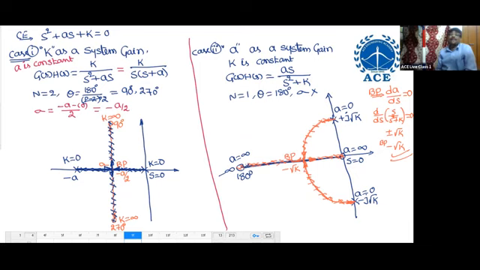As the system gain parameter changes, the shape of the root locus diagram changes. See, here K is the system gain, here A is the system gain. What happened? The shape of the diagram is going to change. That's all. With this, the RLD ends. Okay, any doubt? With this, the root locus diagram is completed.